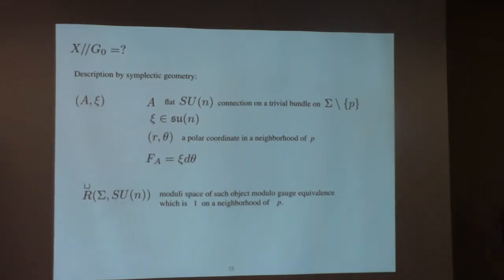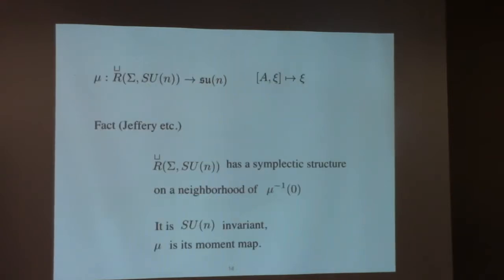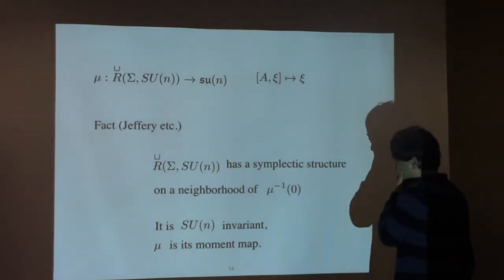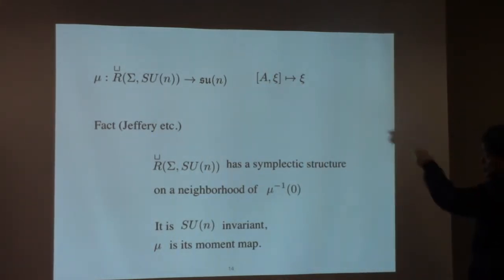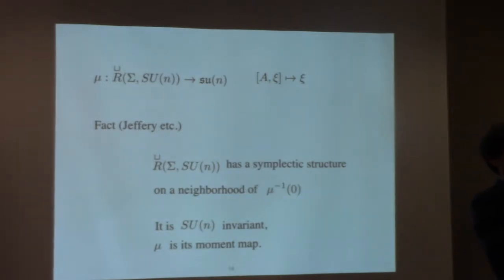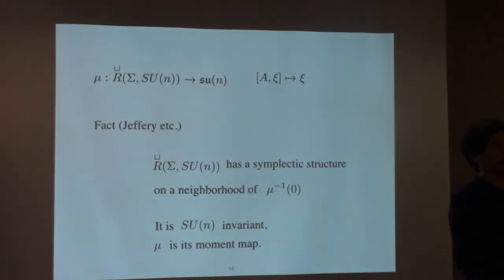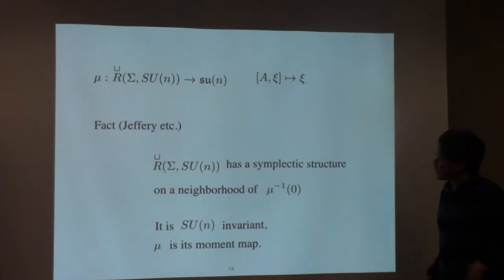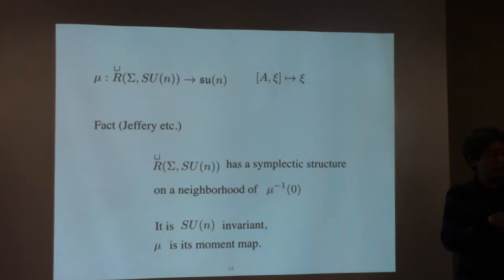And what is known about this space is the following. We consider mu from this space to the Lie algebra, which just sends this pair to Xi. And what is known by Jeffrey and those people is that this space has a symplectic structure on the neighborhood of mu inverse 0. If you go far away from mu inverse 0, this symplectic structure may degenerate. But at least on the neighborhood of 0, you have an honest group-invariant symplectic structure. And this mu is actually a moment map of this SU(N) action, and the symplectic structure is invariant. So this is a nice symplectic structure.